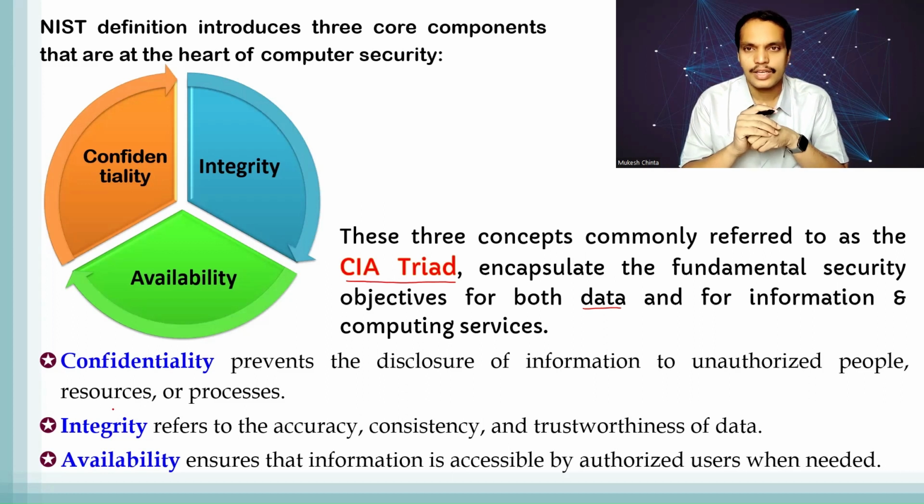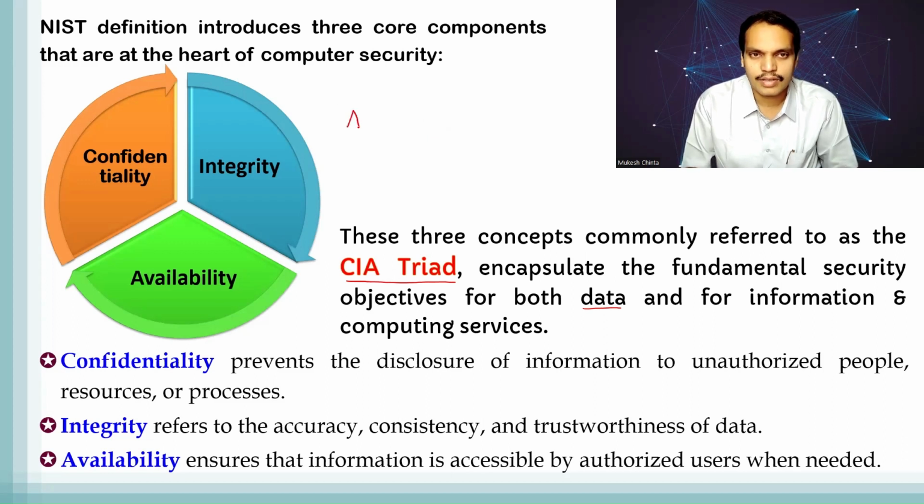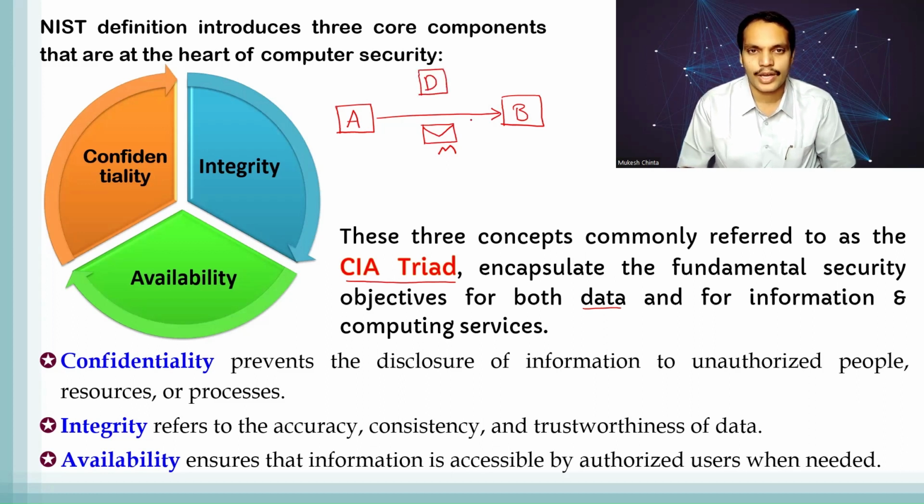Okay. Second one is called integrity. Integrity refers to the accuracy, consistency, and trustworthiness of the data. So you want to ensure that the data has not been modified. Once again, imagine that you and your friend are communicating. Let me say that this is you, A, and this might be your friend B, and you are sending a message to B. Now, confidentiality ensures that this message, whatever you're sending, is only visible to B, but not to some attacker who is sitting on the network and looking at your messages. So only B should be able to look at this and understand it. This is your confidentiality.